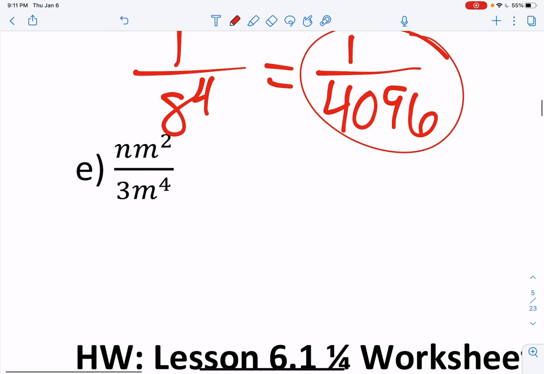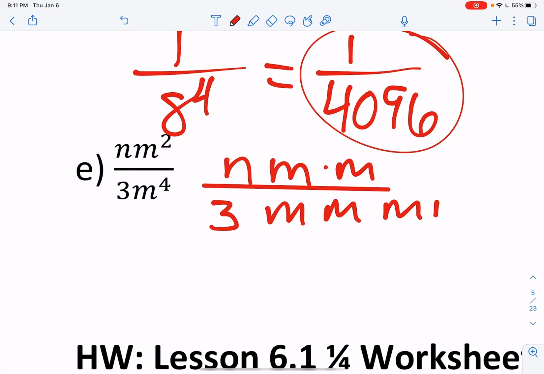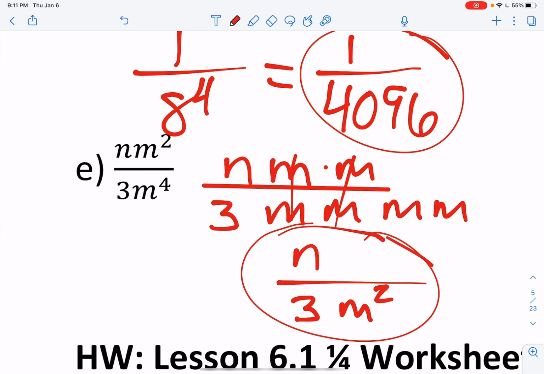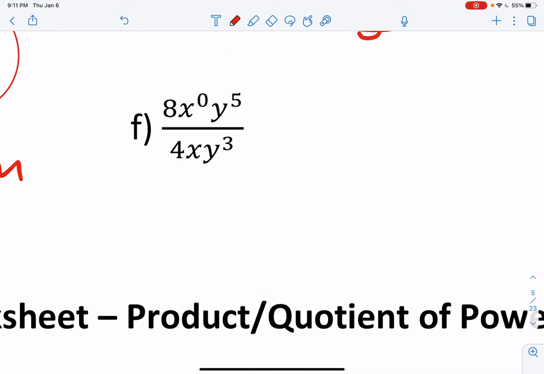Now here, notice there's a 3 in the bottom. Well, that doesn't cancel with anything, so just leave that 3 on the bottom. I have 1 n up top, so leave that up top. I have 2 m's on top and 4 on the bottom. So I have m times m, and I have 1, 2, 3, 4. Those cancel, so I'm left with just 2 m's on the bottom. So I'm done there.